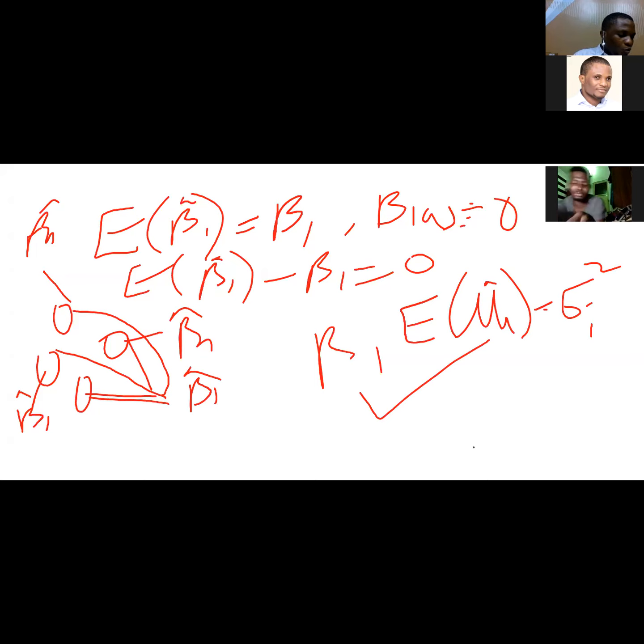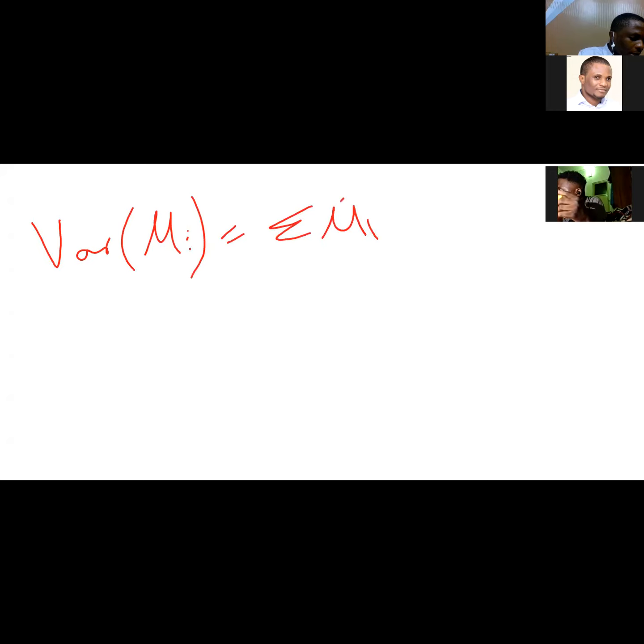The next one is, will we still have the minimum variance? No, it will no longer have the minimum variance. Why? Remember that the minimum variance property is saying that in the presence of other linear and unbiased estimators, the variance of the error term for OLS will be least compared to others. So if I have my OLS variance, the variance of my error term, remember, is equal to summation error term square over n minus k. That's the variance of my error term using OLS.